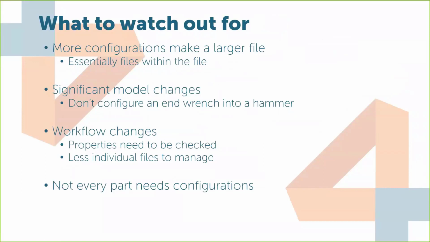The other thing to watch out for, I see this quite a bit. It's kind of a joke that I have up there, but really significant model changes. You don't want to configure an end wrench into a hammer. Maybe an end wrench into different sizes, or maybe a box end wrench to an open end wrench, for example, or maybe different styles of a hammer. But even though it's allowable, the software allows you to basically configure any part into anything else, there is a limit where it's more appropriate to make a new part file as opposed to making a configuration. It's a pretty big gray area, and it's one of those things that you tend to learn as you go with configurations. But again, you don't want to configure an end wrench into a hammer or vice versa.